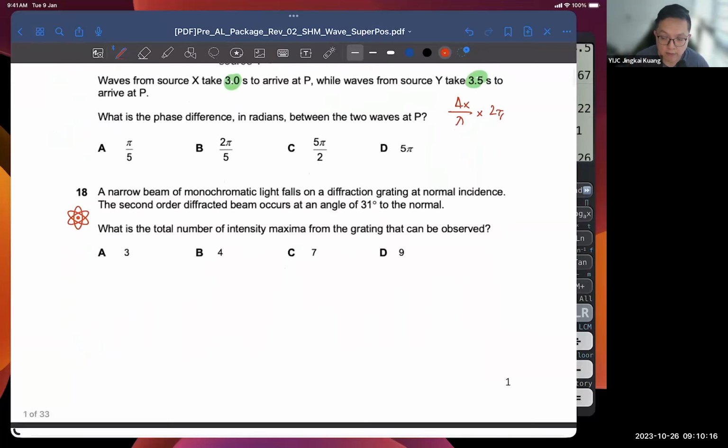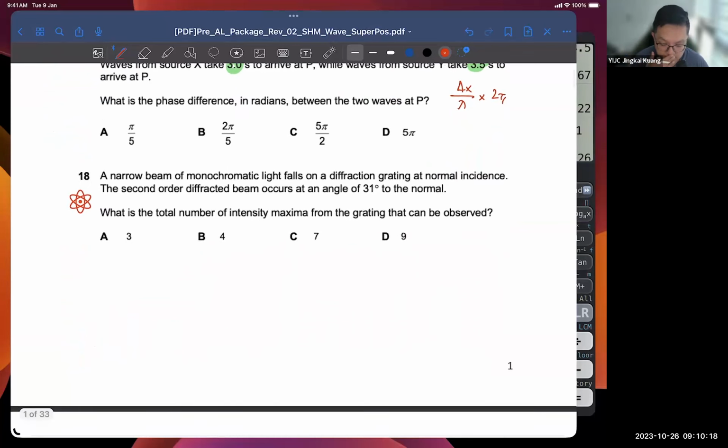Okay, 18. We have a diffraction grating. Remember, for a diffraction grating, this is also basically interference. When we do a two source interference, you're working with two slits. And your diffraction grating is essentially having many more slits than that.